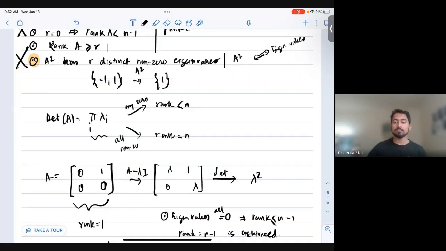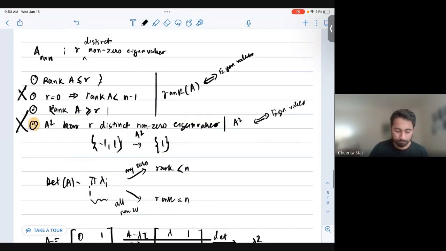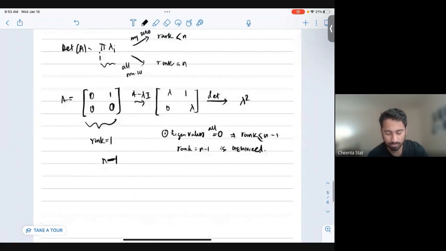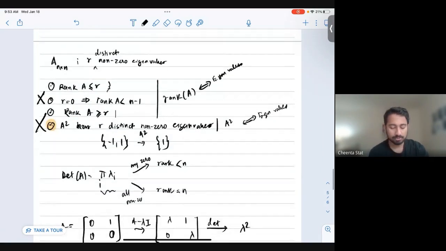What about others? Great. Now, therefore, the problem has boiled down to the aspect of rank's relationship with the number of distinct non-zero eigenvalues. Okay. So now, can someone tell me what's the relationship with the number of non-zero eigenvalues?